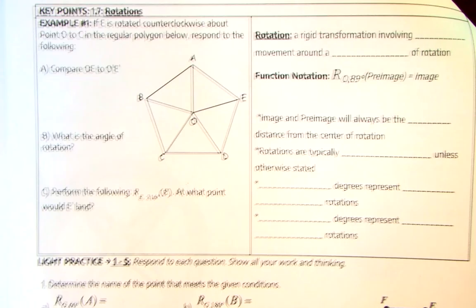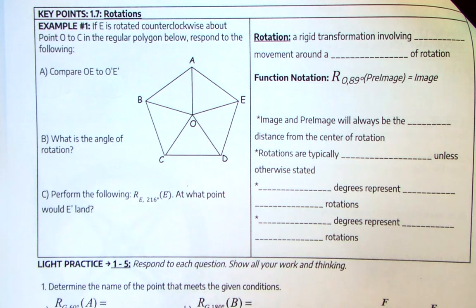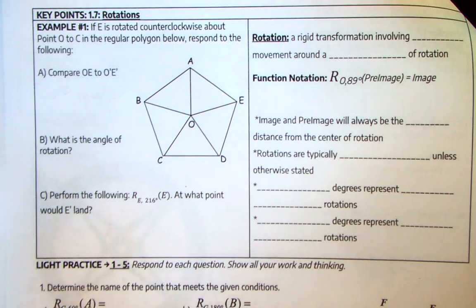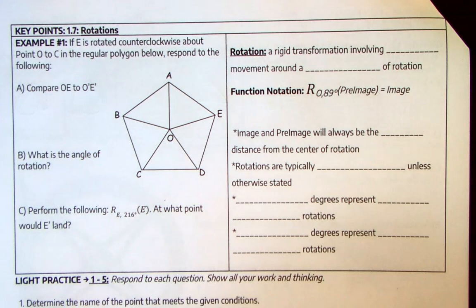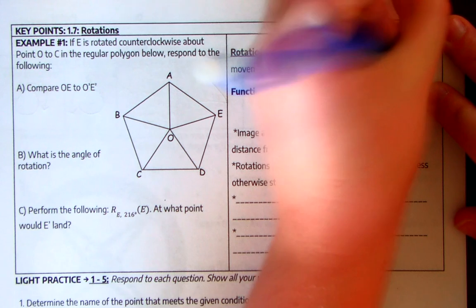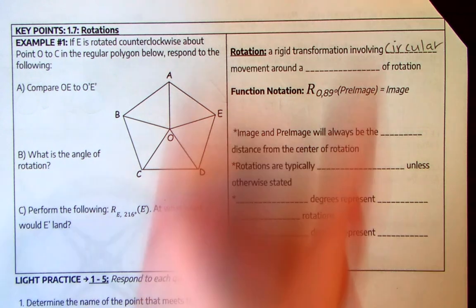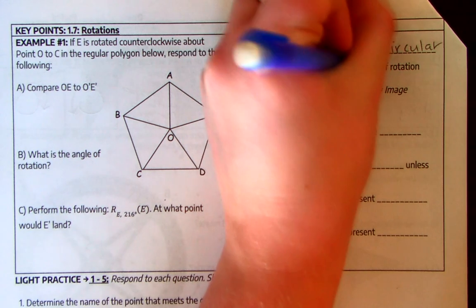We're just going to learn some stuff that is true about rotations in general. So first, a rotation is a rigid transformation, so the size and shape stay the same, involving circular movement around a center of rotation.